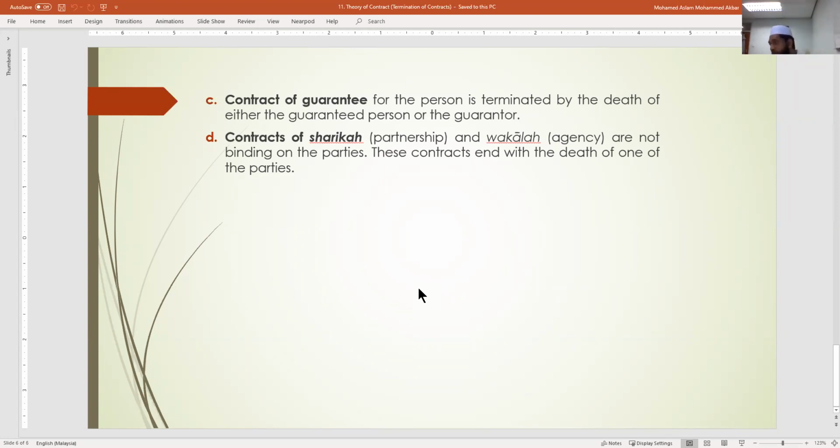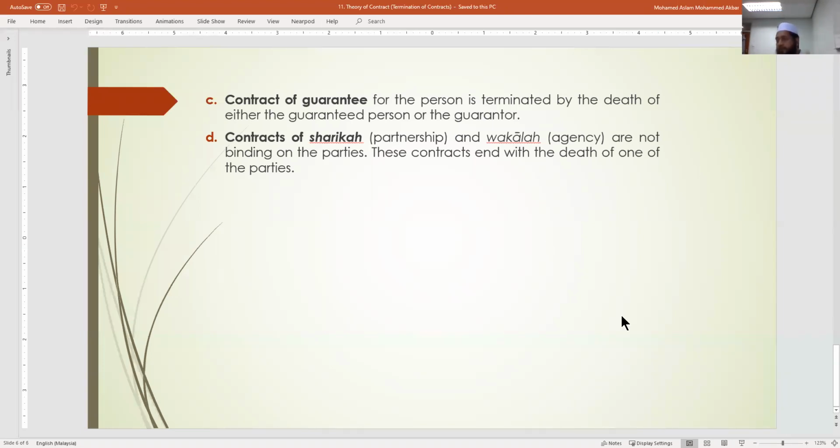If they want to continue with the partnership, they have to make a new agreement. It's not like the previous agreement. So that's how things will work. All right, so I think with that, I'm finishing this theory of contract. This is the last section of the theory of the contract.